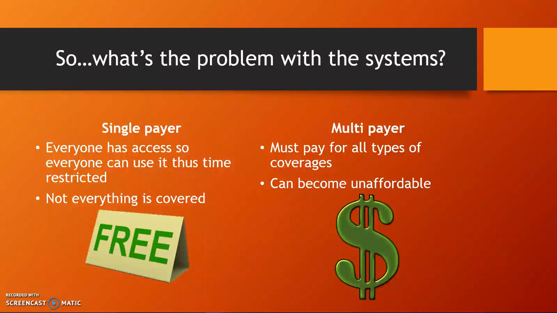A multi-payer system, on the other hand, since you have to pay for all the coverages, can sometimes become unaffordable, because you may have to pay $20,000 for your out-of-pocket maximum before your insurance helps cover you for the rest of the year.